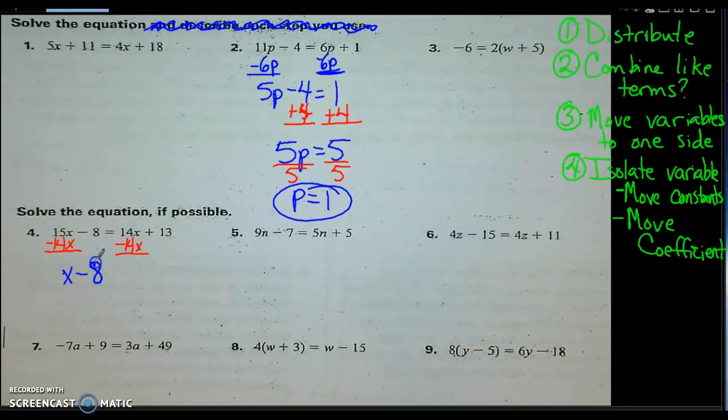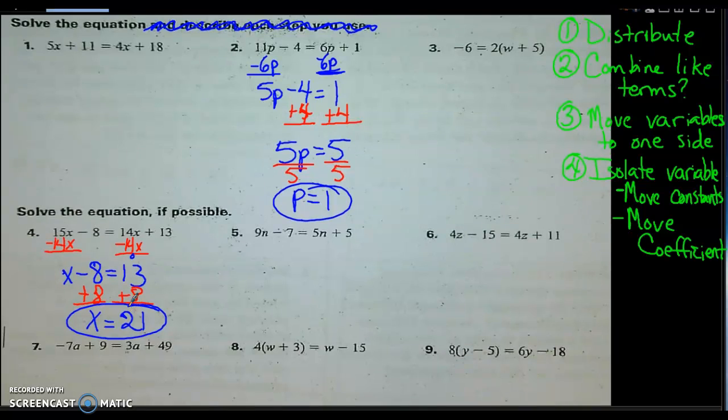Now I'm going to bring down my minus 8 equals, those 0 out, and that's going to leave me with 13 here. Now I need to move my constant. Plus 8, plus 8. That's going to leave me with x equals 13 plus 8, which gives me 21, and that is my answer.